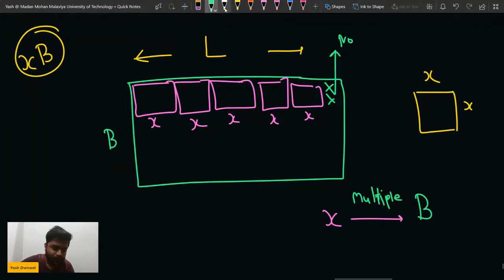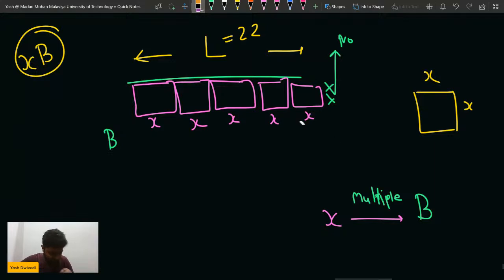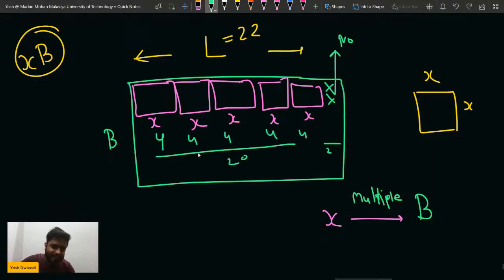Are you getting my point, guys? Let's say the length is equal to 22, and I have chosen blocks of size 4, 4, 4, 4, 4. So I will be able to fill up only 20 and 2 length will be left. That is something which I don't want. So I have to choose the blocks in such a way that I choose exactly k blocks. So x is the length, and x into k should be equal to, so I should choose some number of blocks such that it is equal to, let's say, L.